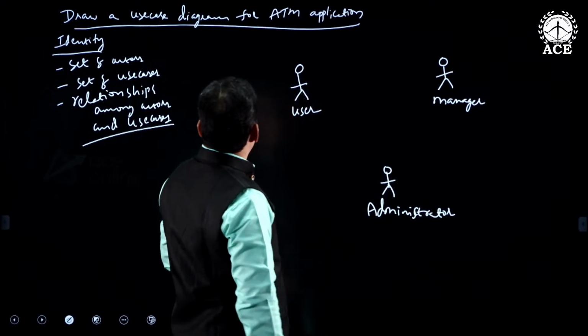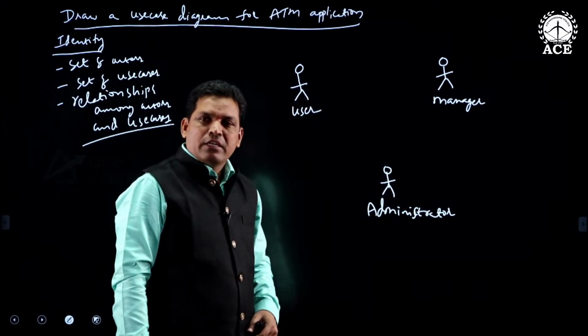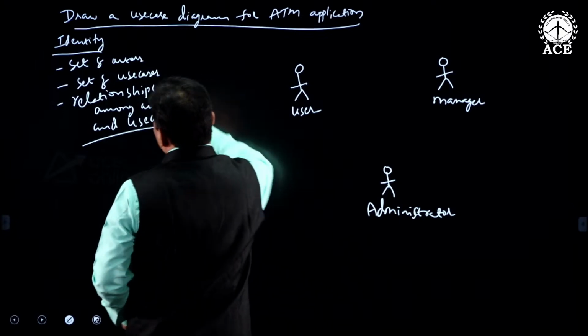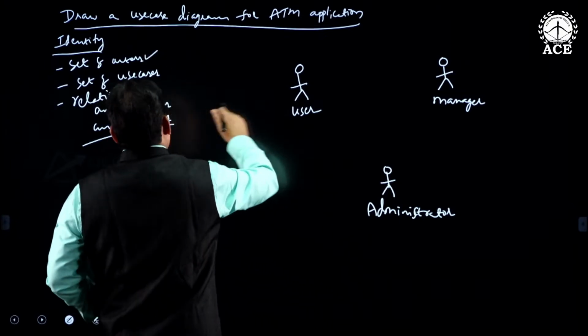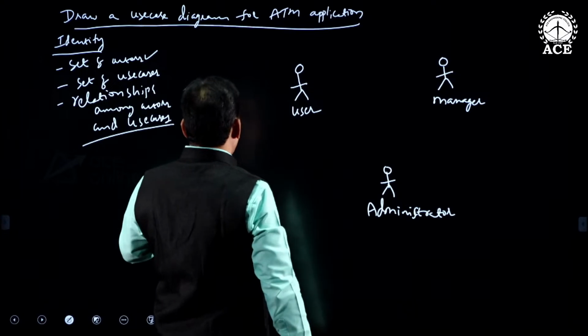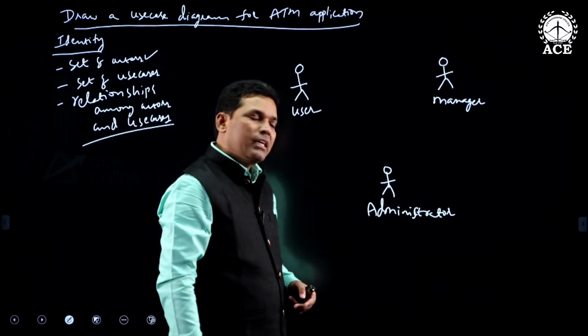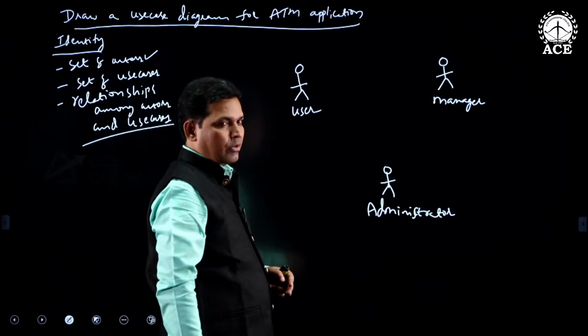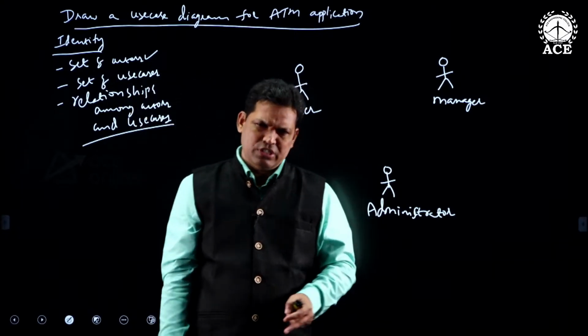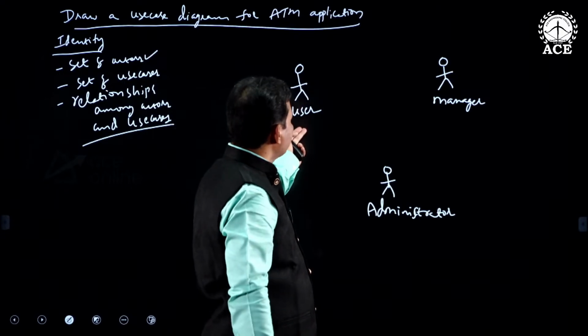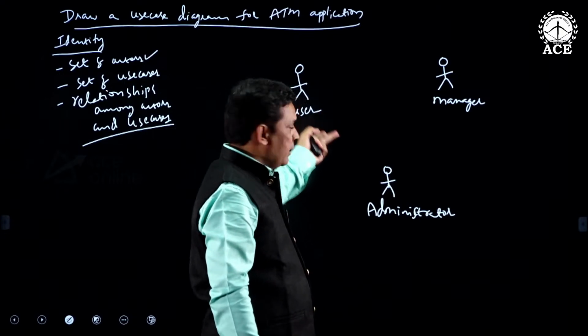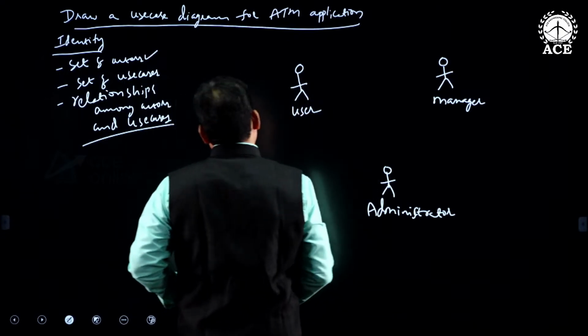So for the ATM application, we are modeling a use case diagram. Initially, as a designer, you have to identify what might be the actors. Next, what might be the operations each actor can perform, which we call a use case. What is a use case? A set of sequences of operations which are performed by a system, or a user, or a device. In our case, actors can perform some operations.